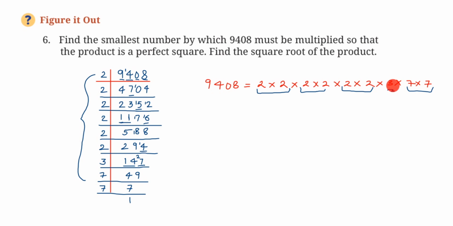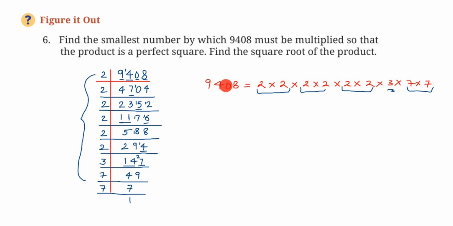Now let's read the question again. What they asked us is to find the smallest number by which this number 9408 must be multiplied so that the product is a perfect square. Now we have to multiply this number by the smallest number. The smallest number is not 1. We have to find what could be the smallest number by which this number should be multiplied so that they can form a perfect square. Now I hope you understood this.